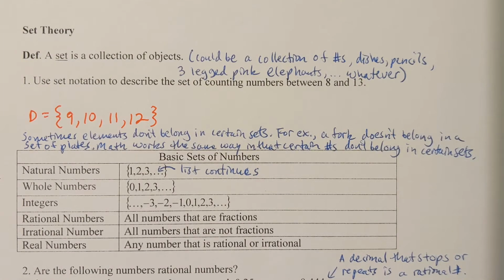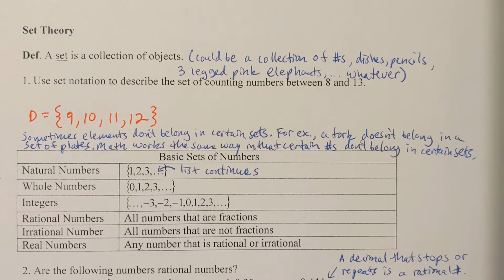Okay, in this video we're going to begin Chapter 2. Chapter 2 is all about set theory, and so that's what they call it. Definition: a set is a collection of objects. Could be a collection of numbers, could be a collection of dishes, could be a collection of pencils, could be a collection of three-legged pink elephants, whatever. It's a collection of stuff, okay?